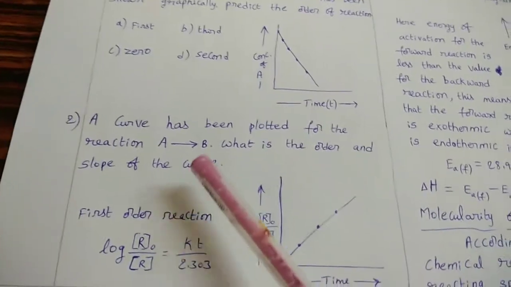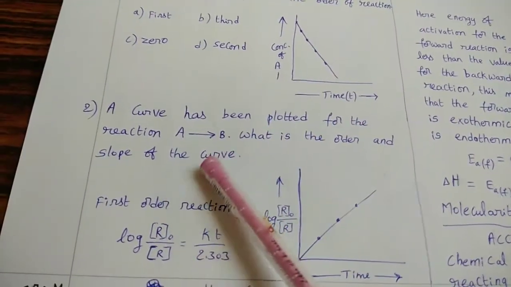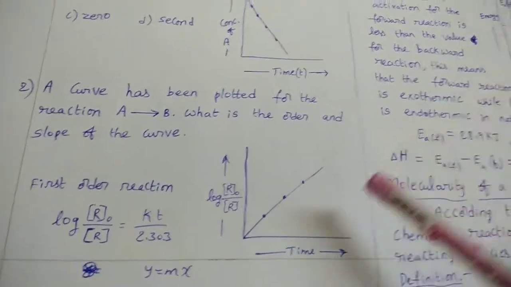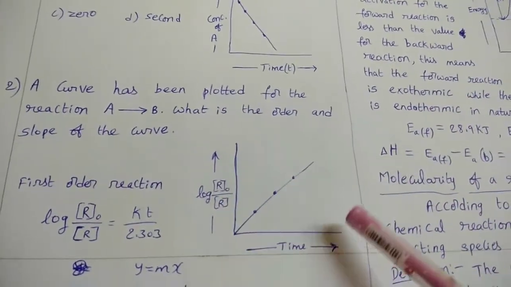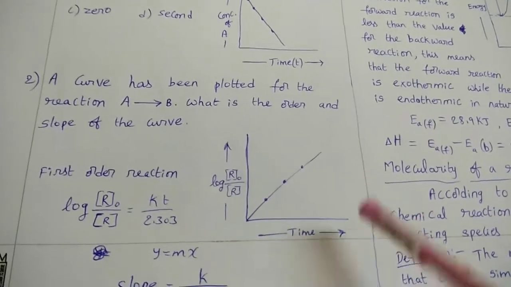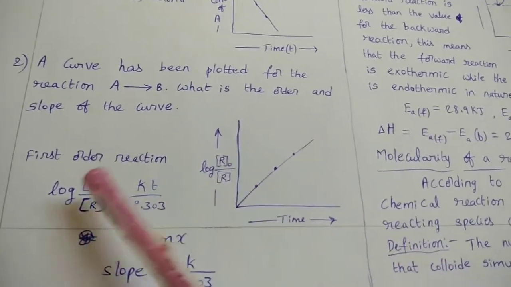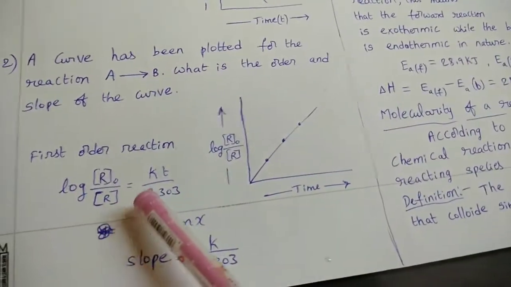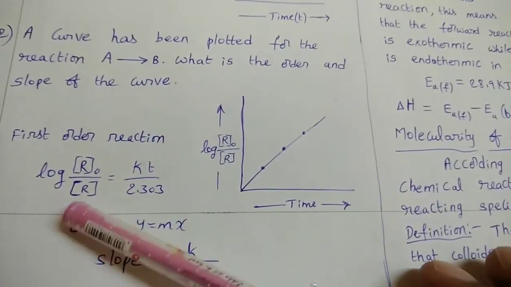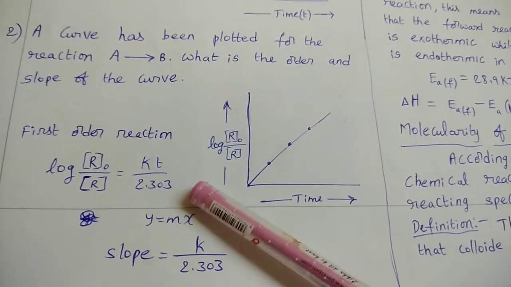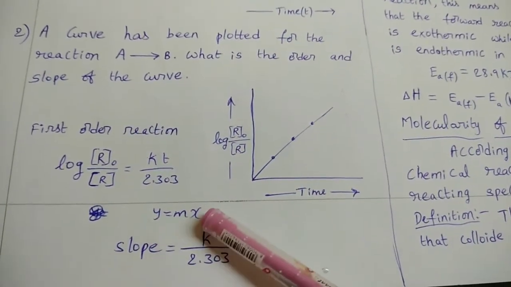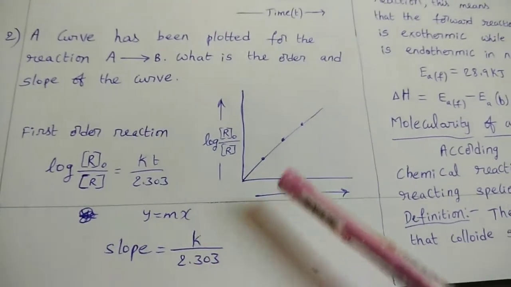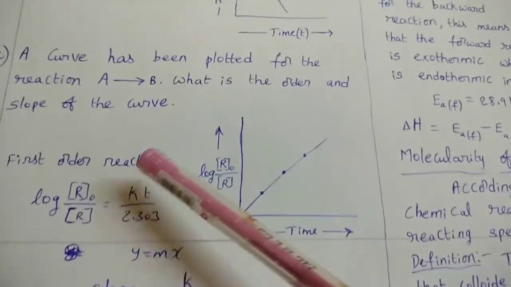Next, a curve has been plotted for the reaction A to B. What is the order and slope of the curve? This curve is given. So from this we can confirm this is a first order reaction. Log of initial concentration divided by concentration of the reactant after some time, that equal to Kt by 2.303. It is similar to y equal to mx. So slope equal to k by 2.303. So from this graph we can say it belongs to first order.